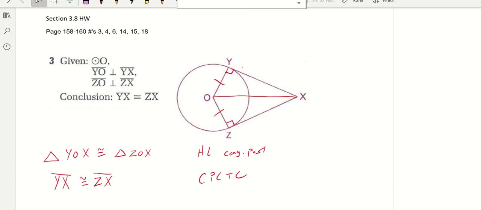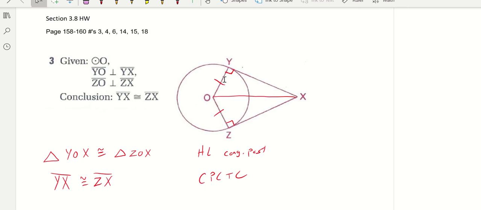All right, let's take a look at the section 3.8 homework. Number 3 here. It is given that we have circle O, which means that OY is a radius. OZ is a radius. All radii in the same circle are congruent, so OY is congruent to OZ.